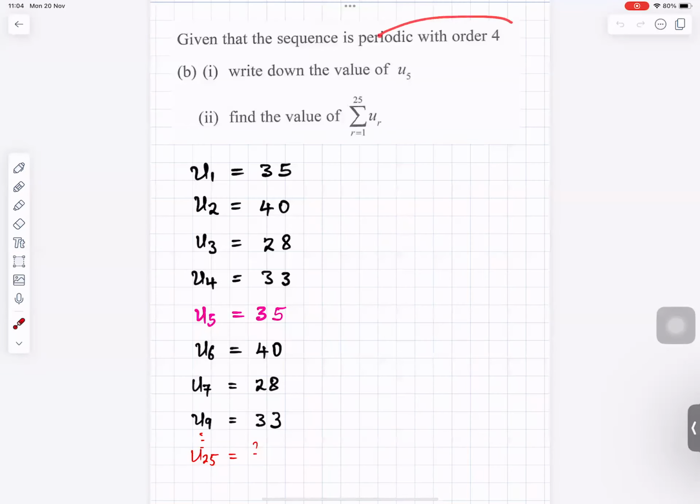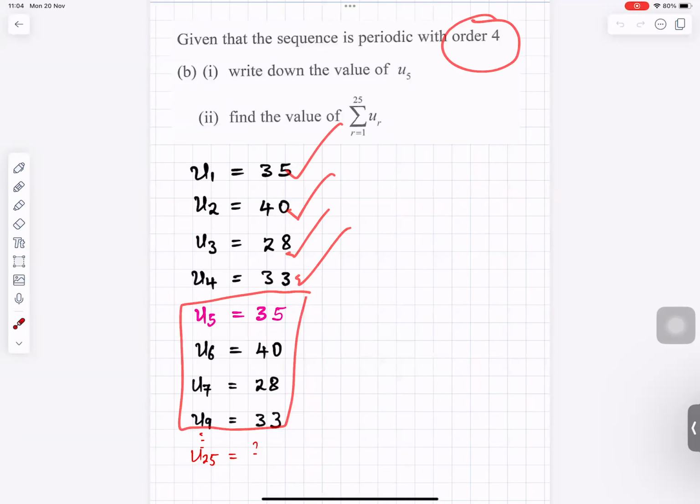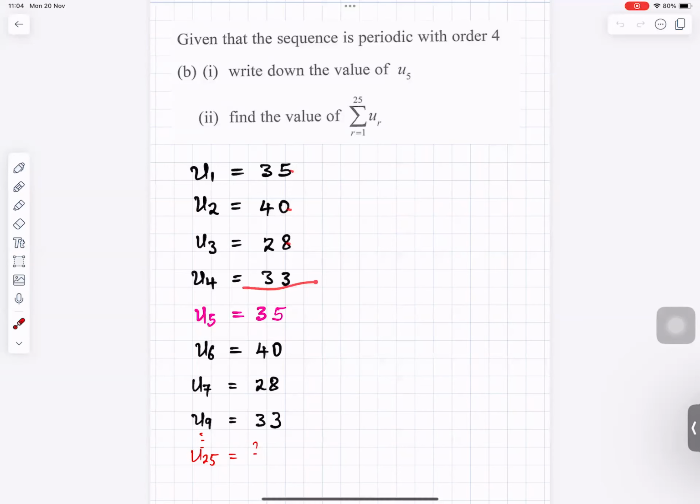So it's periodic of order 4. Write down the fifth one. Order 4 means after 1, 2, 3, 4, it starts to repeat again. The same numbers. 35, 40, 28, 33. So the fifth one is 35.